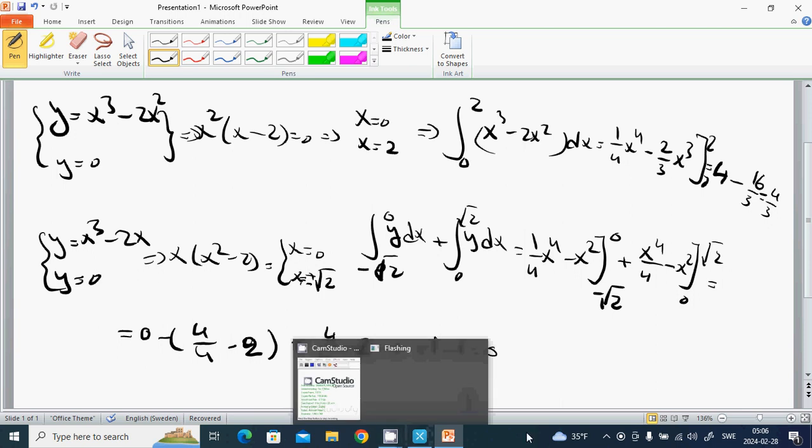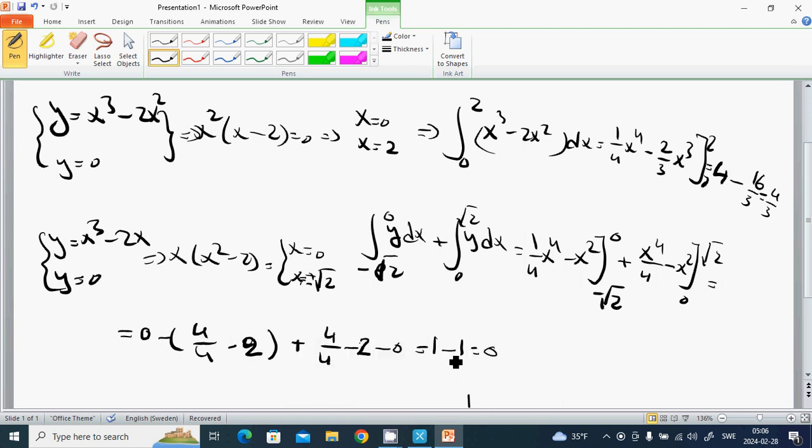But because the area cannot be negative, here we are going to have a positive, because it is below, so we take the absolute value, and this is going to be 2. Okay.